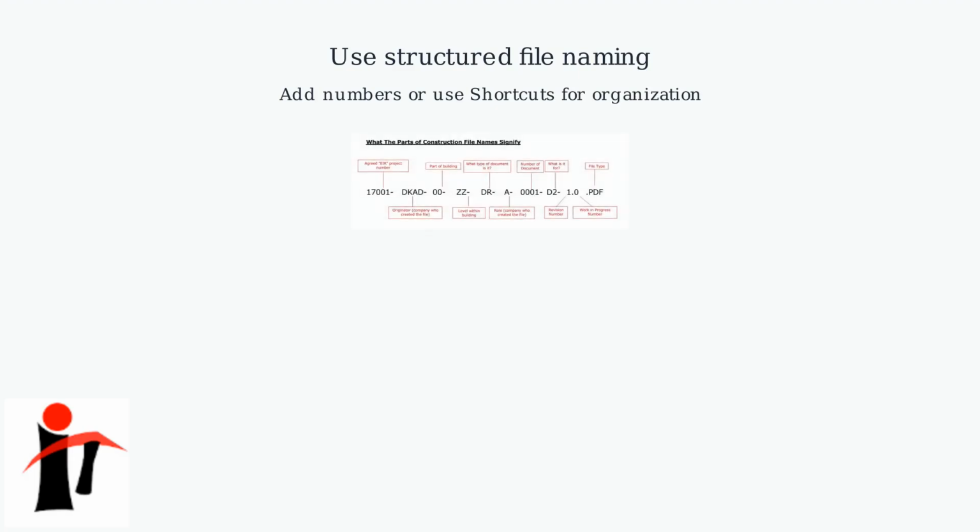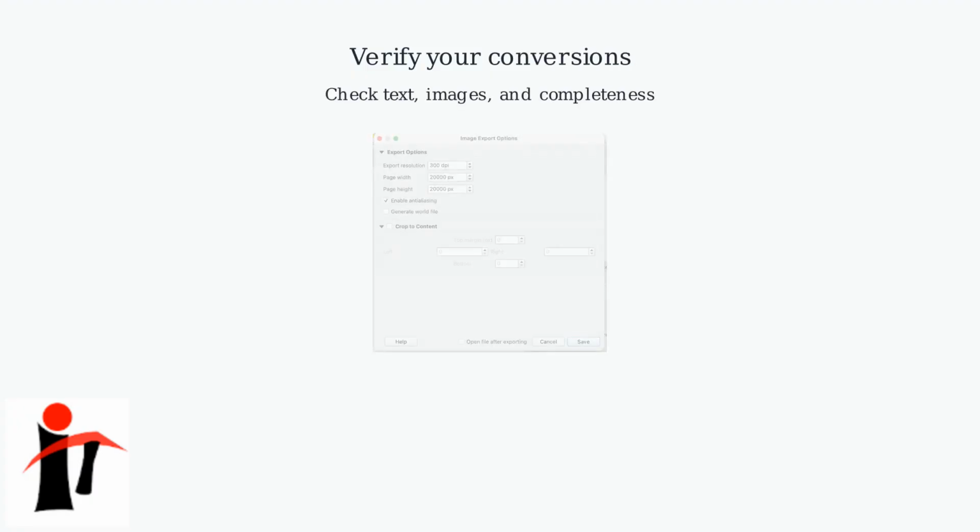Name your output files in a structured manner, such as adding sequential numbers to the name or using the Shortcuts app for automated naming. This helps organize multiple converted pages and prevents confusion. Always check the outputs to ensure they captured all the contents correctly. Verify that text is readable, images are clear, and no pages were missed in the conversion process.